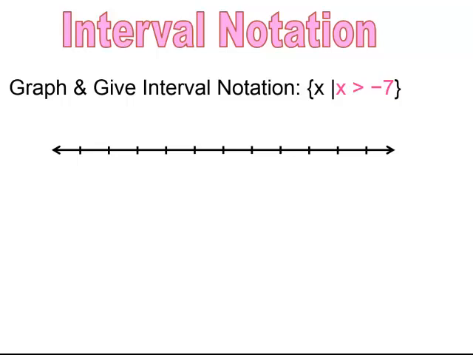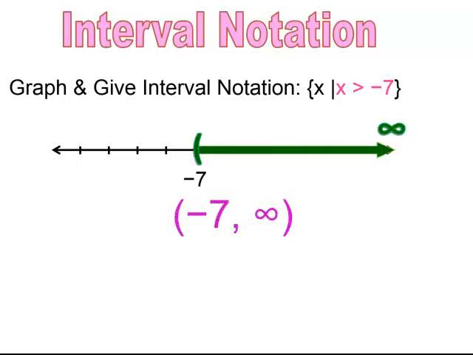Pause and try. So again, if you graph this, you see that it's going to be an open parentheses going off in the positive direction, and my interval notation would be parentheses negative 7 comma infinity with a parentheses.